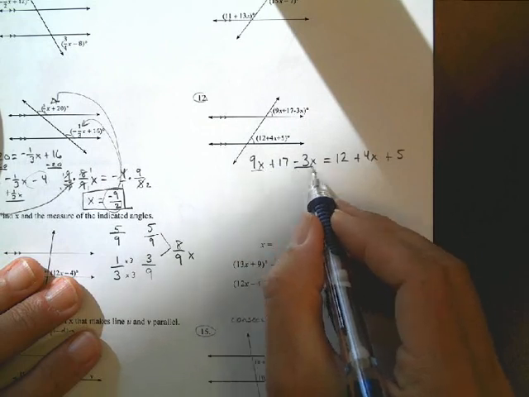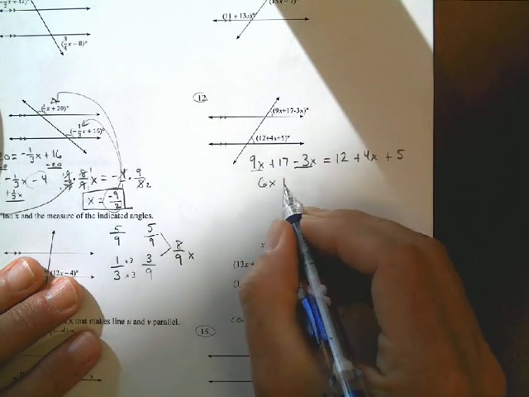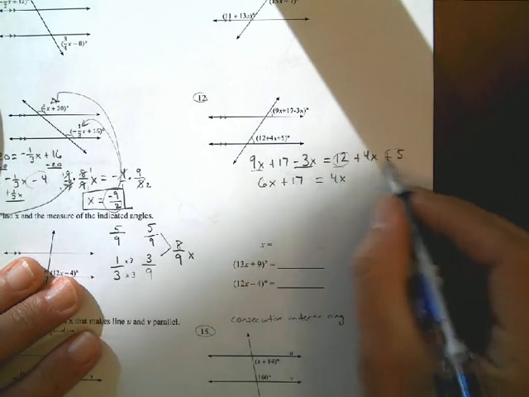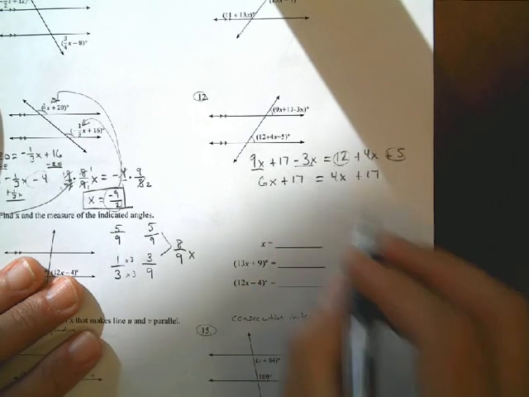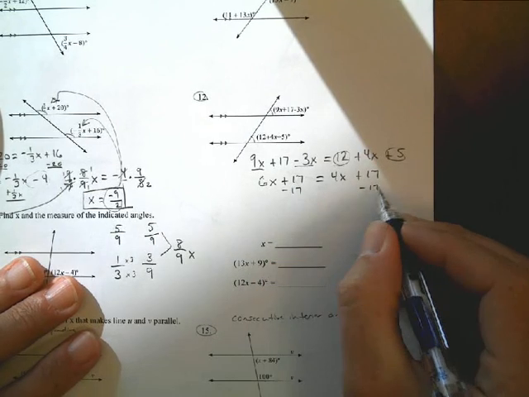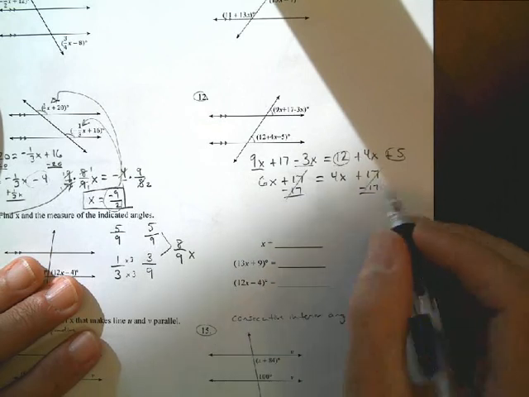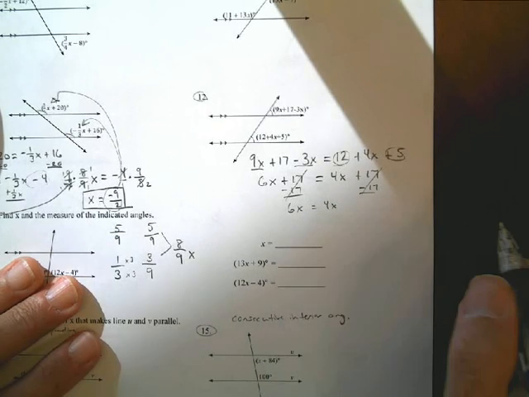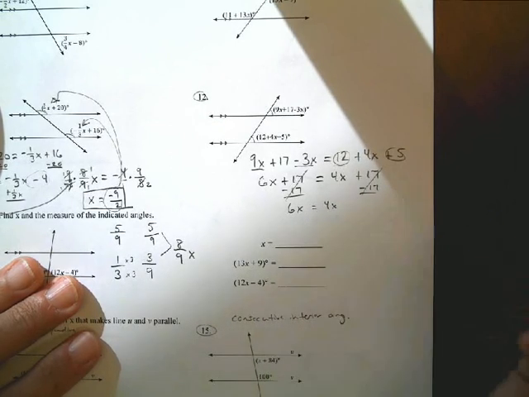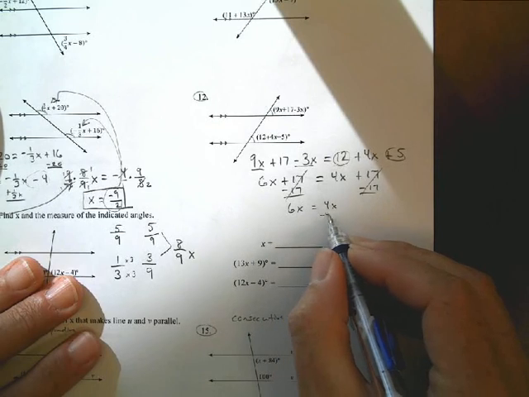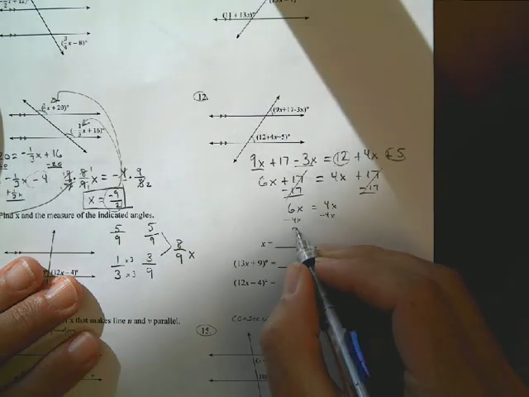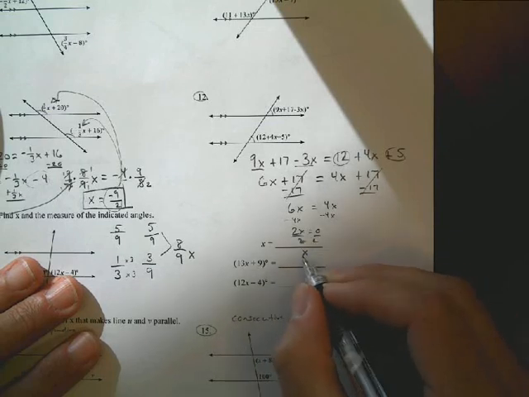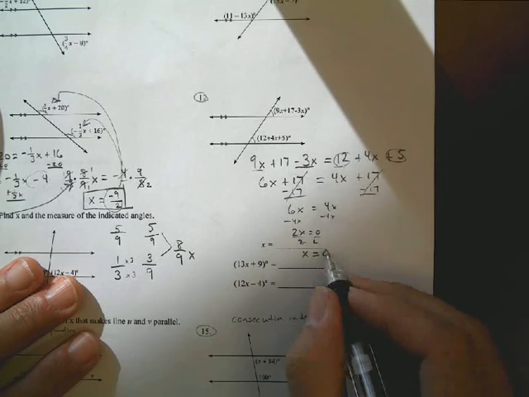Let's combine our like terms. So we have a 9x and -3x. So this side we have 6x plus 17 equals, over here we have a 4x, and we can combine the 12 and the 5 plus 17. If I subtract 17 from both sides, the whole numbers go away, and I have 6x equals 4x. Okay? And 6x equals 4x. So what do we do here? Well, I can subtract a 4x, subtract a 4x, and we have 2x equals 0. I can divide both sides by 2, and x is going to be equal to 0.